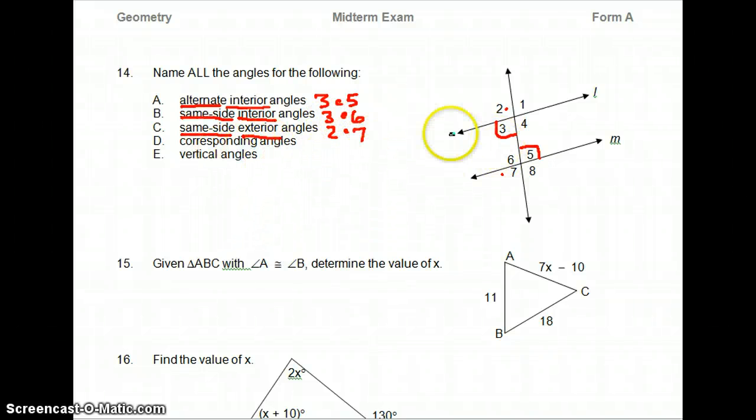Corresponding angles are in the same position. So if we pick angle 5 down here, we could pick angle 1 to be corresponding to that. So 1 and 5 are corresponding. We could also say 2 and 6, 3 and 7, 4 and 8. Vertical angles are any angles that are formed by lines crossing. They would be across from each other, so in this case we could say angle 1 and angle 3. We could also say 2 and 4, 6 and 8, 5 and 7.